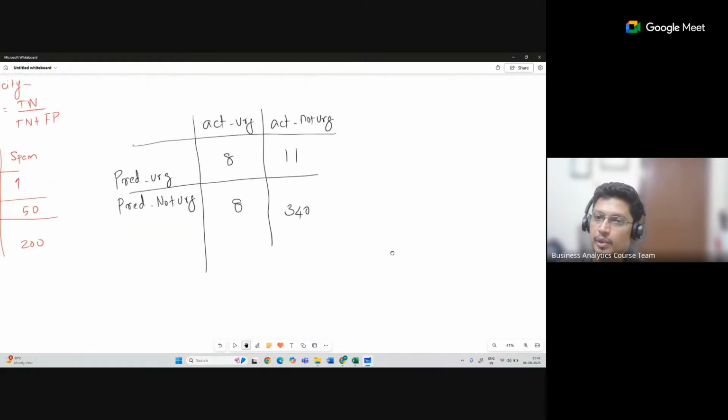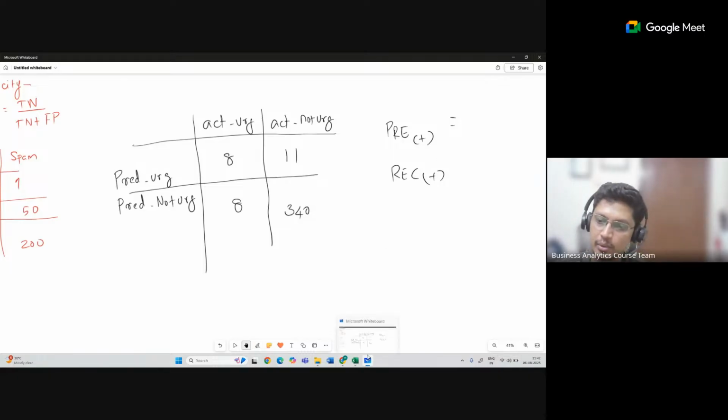When you have this confusion matrix in the standard format, what is the precision of the positive class? TP by TP plus FP. What is the recall of the positive class? TP by TP plus FN. Will you be able to do it? Is it clear?